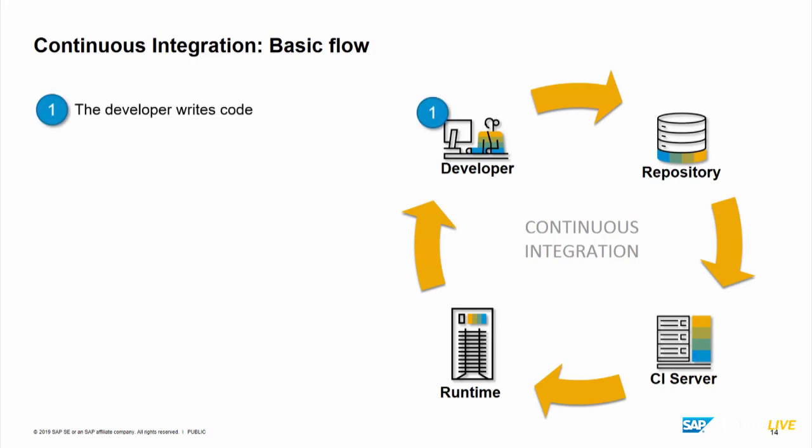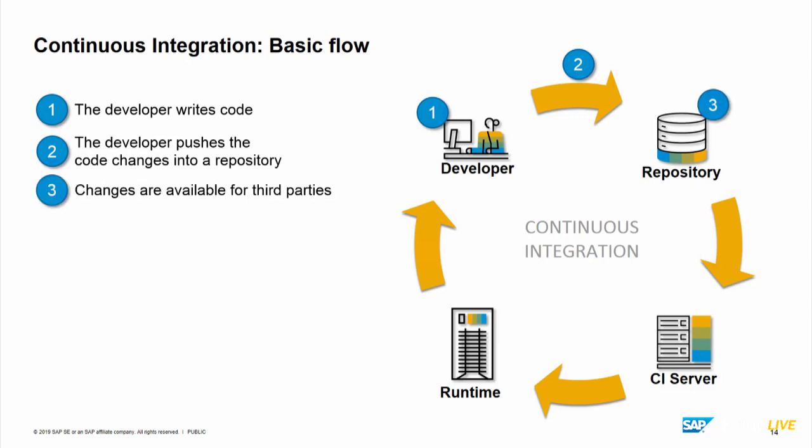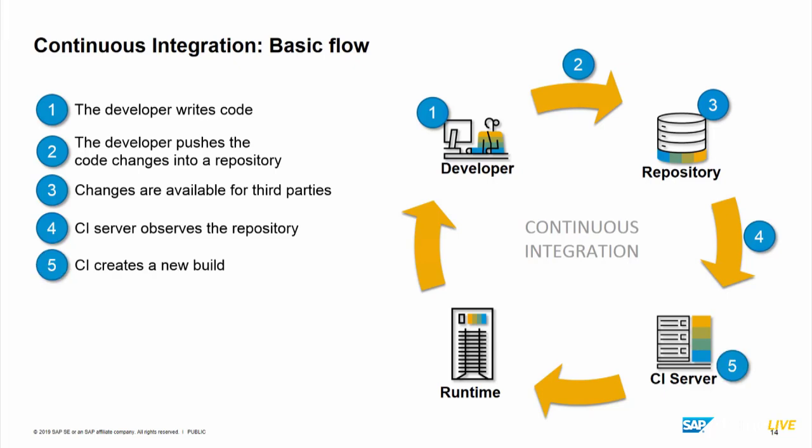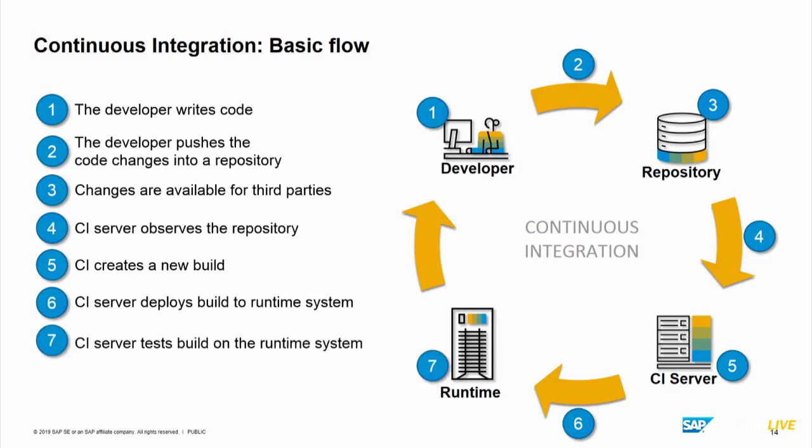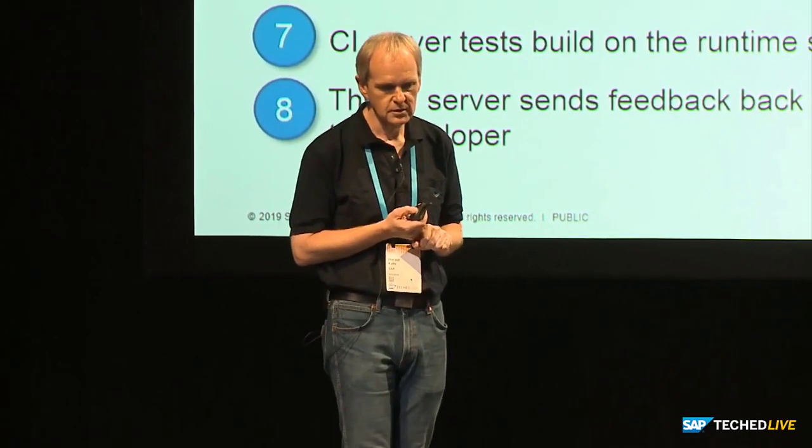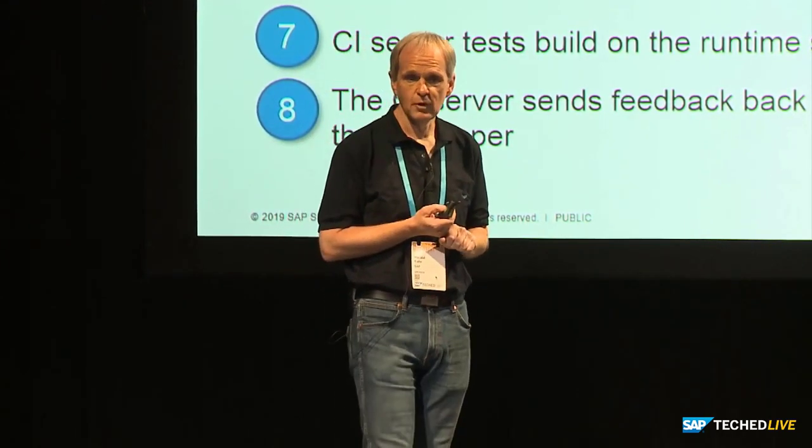The basic flow of such continuous integration looks like this. The developer writes the coding and pushes the change to a repository. The changes are available for third parties or other colleagues, who can also now work on this. A CI server observes if there's a change. If so, it automatically creates a new build, deploys this build to the runtime system, and runs automated tests. And at the end, the developer gets feedback. Did it fail? Was it successful? So this is a cycle of continuous integration that we have now enabled also for ABAP.